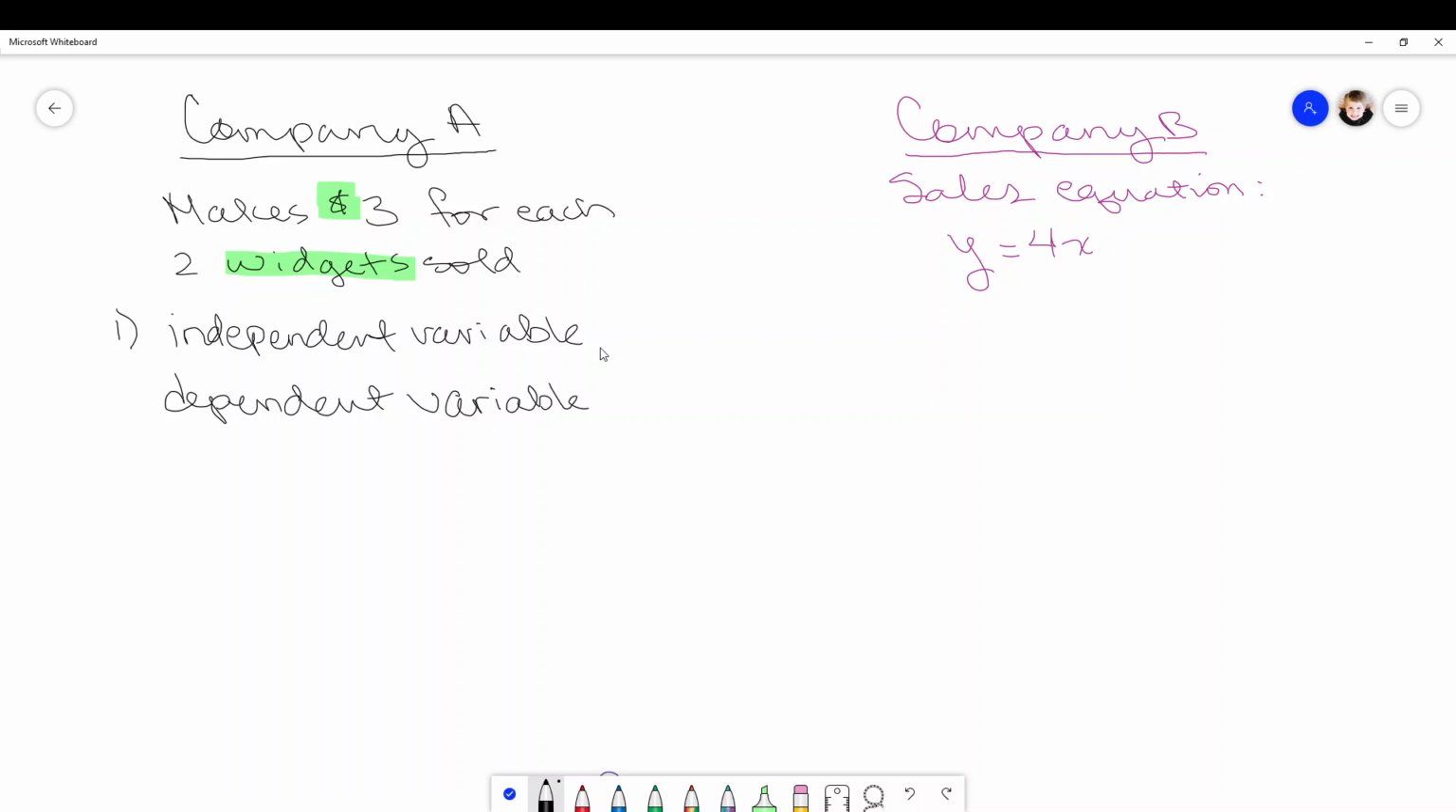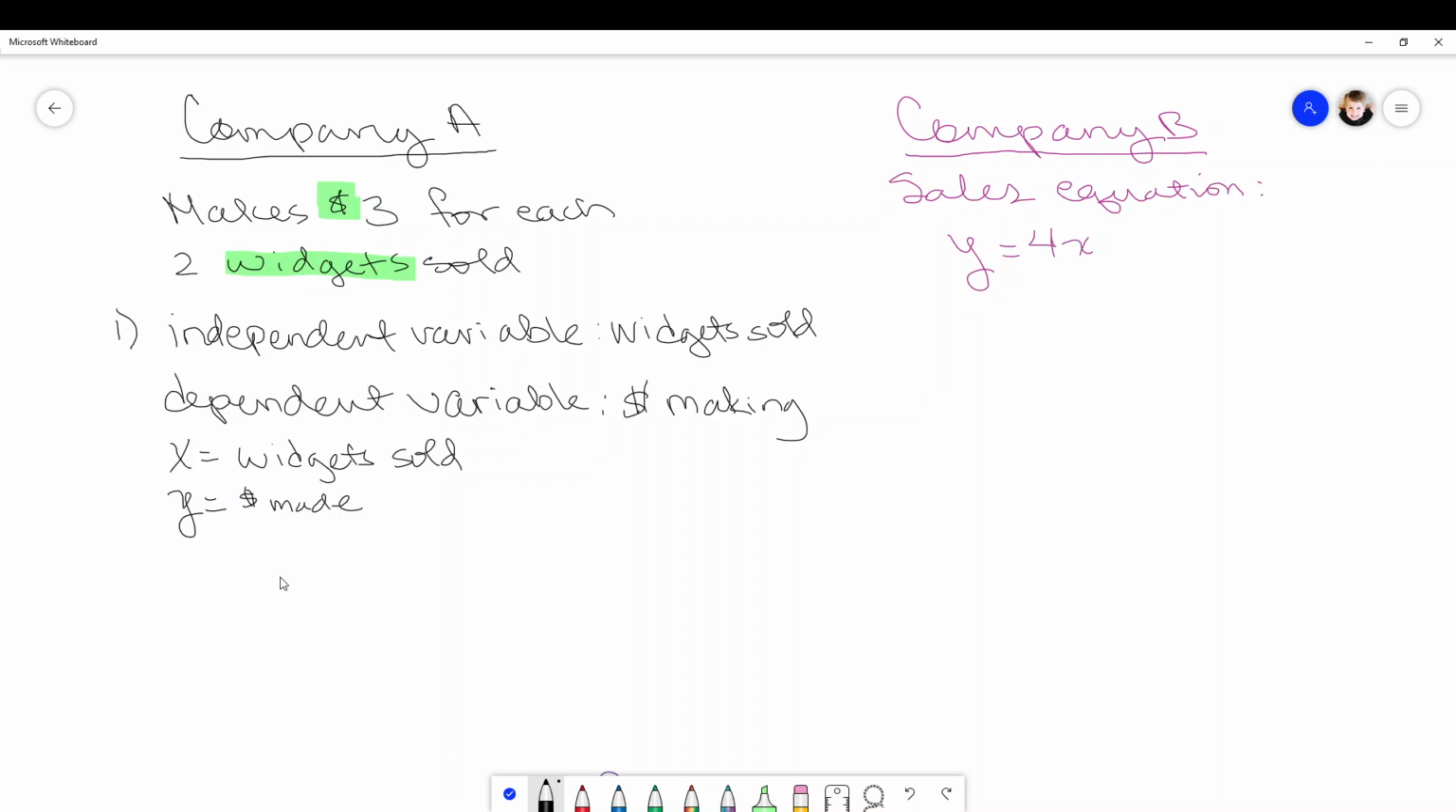So that means that the amount they're making depends on what they sell. So now we have our independent and dependent variables, and independent is always x and dependent is always y. So our x variable is widgets sold, and our y is the money made. Okay, so now that we've done that, we can put this into three different forms.